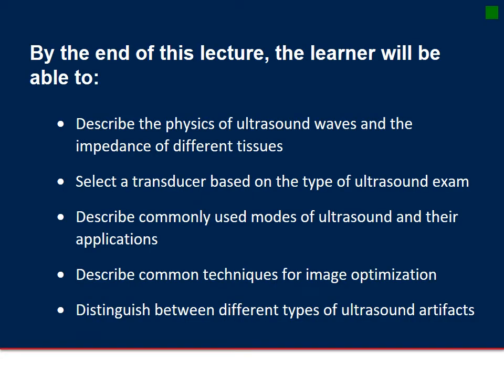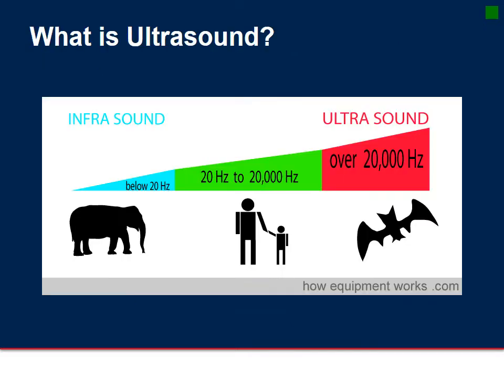Our objectives for this talk are that the learner will be able to describe the basic physics of ultrasound waves and how different tissues affect our image, also to select a transducer based on the type of exam, to describe commonly used modes of ultrasound and when we apply them, also to describe common techniques for image optimization, and lastly, to be able to distinguish between different types of ultrasound artifacts.